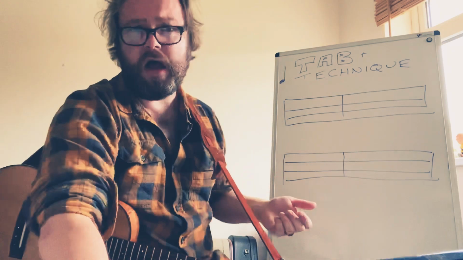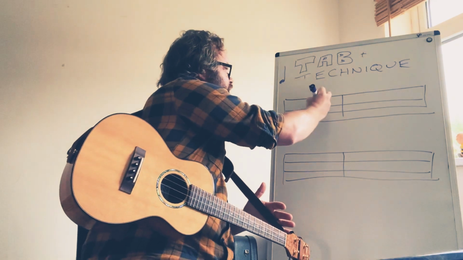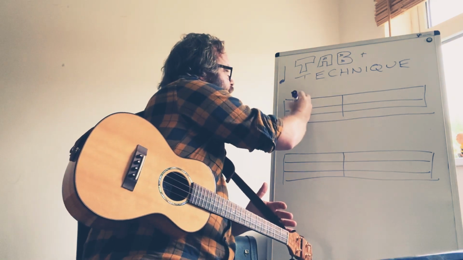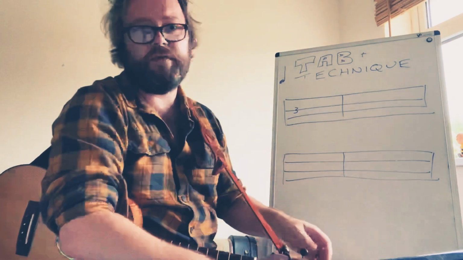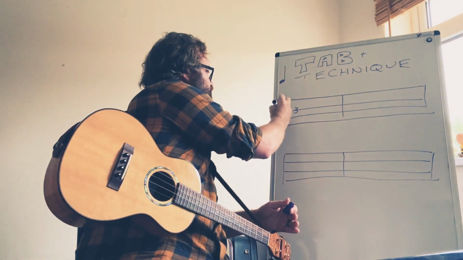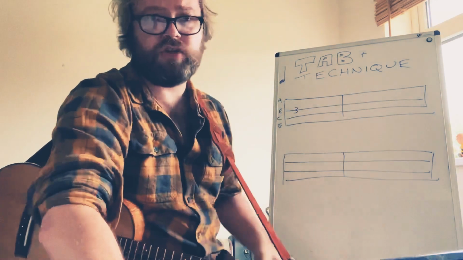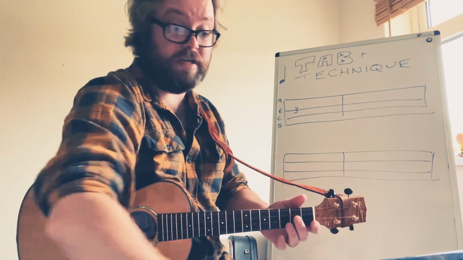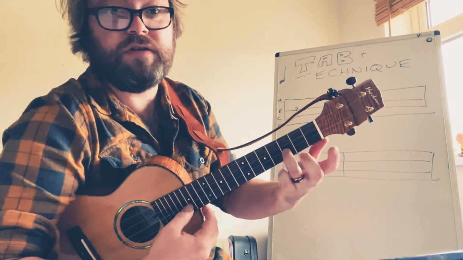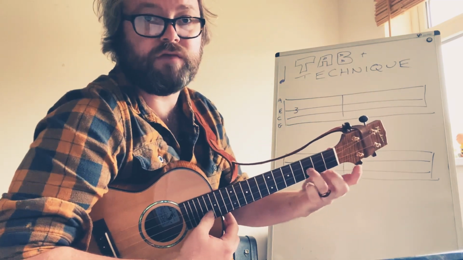So let's put a note on. Let's say we'll play the 3rd fret of the E string. Just remember as a little indication, G, C, E, A. We'll play the 3rd fret of the E string, which is a G note. You don't have to know that, but it's useful to know. That one there. 3rd fret of the E string.